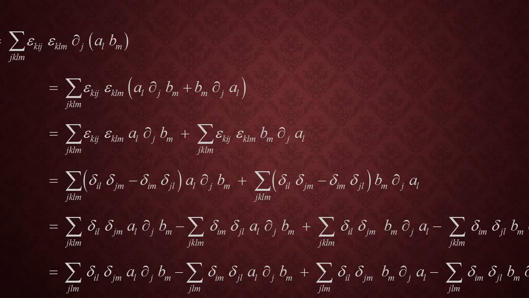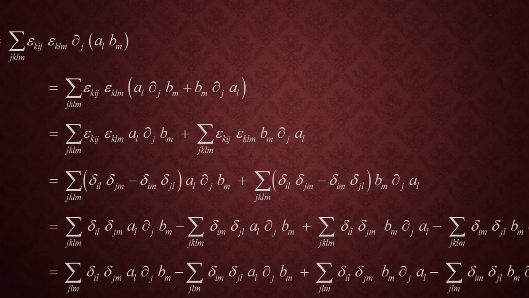it takes the form summation sigma over jklm (delta suffix il delta suffix jm minus delta im delta jl) times (al dou j bm plus bm dou j al). Now we have to distribute the summation and also multiply all the terms. Then we get 4 terms.